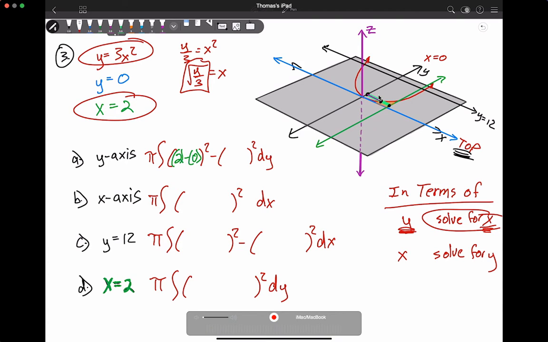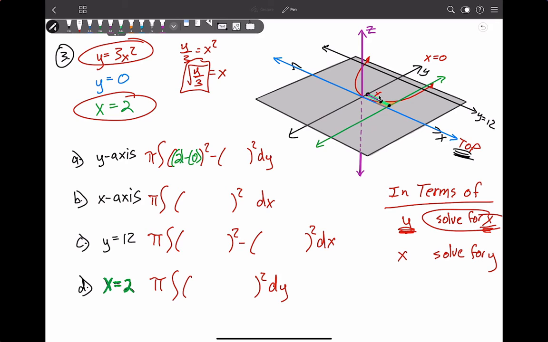So if I were to write this out, this x right here is going to be the top, so we say the square root of y over 3. That's the top function. And then we're going to subtract that 0 again, because that 0 is the axis that we're revolving around. So top minus bottom, and that squared, that's how you would set that one up.